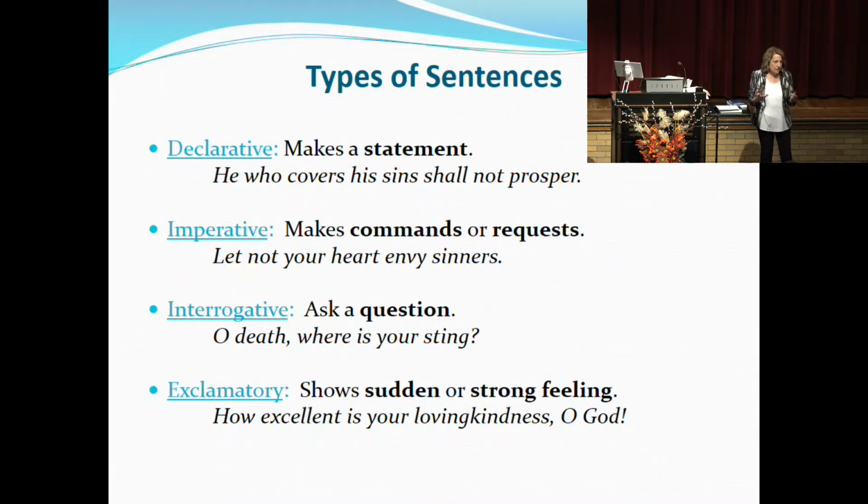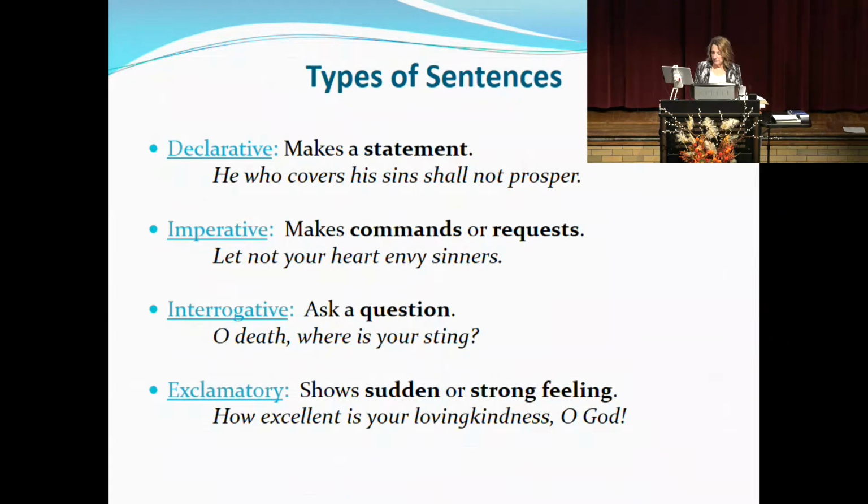And it's just showing strong or sudden feeling. So again, in our English language, we like to have a variety of sentences in what we read and in what we write. So those are the types of sentences.